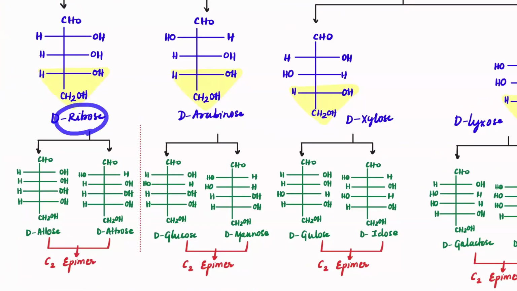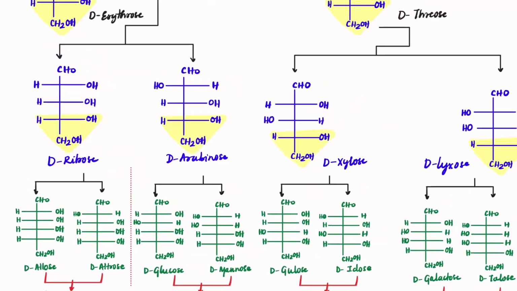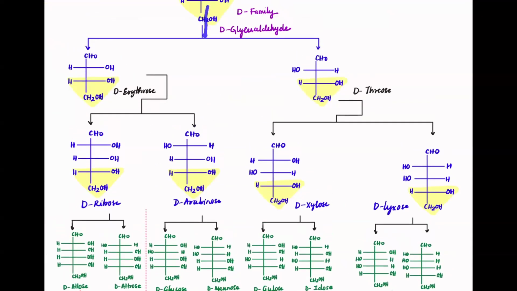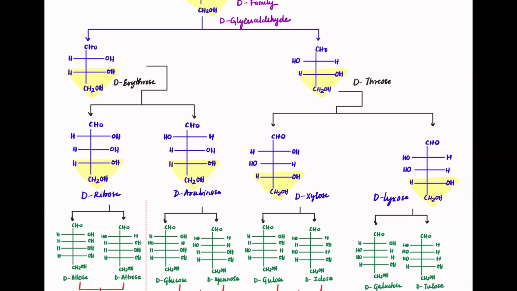And then ribose might again have two children. That is D-allose and D-altrose. If all OH are on the right hand side, it is allose. Remember it, right? All means all of them on the right hand side. If one of them is on the left hand side, altrose. And then for arabinose, this one on the right hand side becomes glucose. So you can see D-glucose is derived from this family of glyceraldehyde, from erythrose to arabinose, finally to glucose. This is the family tree of glucose.